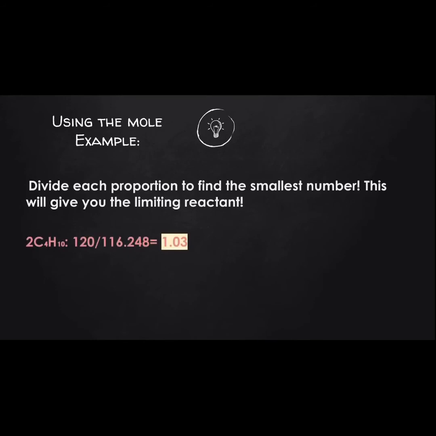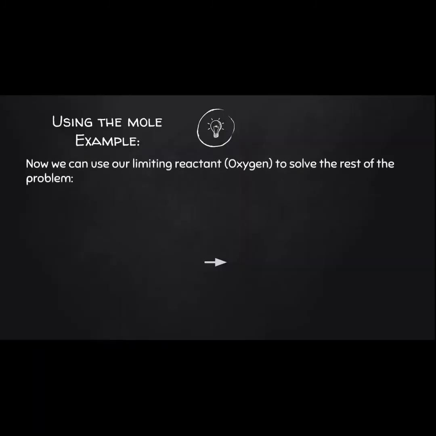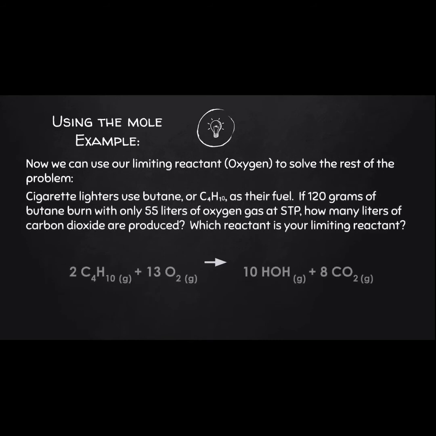Divide each proportion to find the smallest number. This will give you the limiting reactant. So 120 over 116.248, that came from my problem on the last slide. That gives me 1.03. I'm going to do the same thing with oxygen. 55 divided by 291.2. That gives me 0.188. So oxygen is smaller. That makes it the limiting reactant. Next, I'm going to use my limiting reactant to solve the rest of the problem.